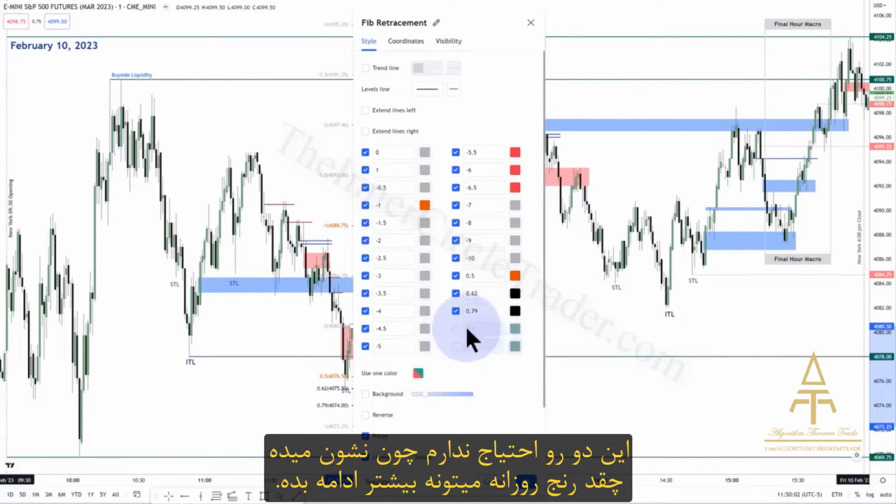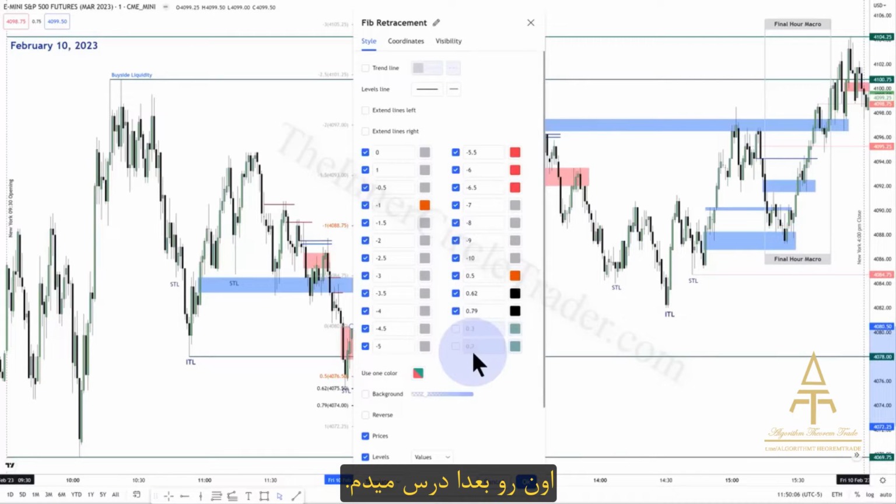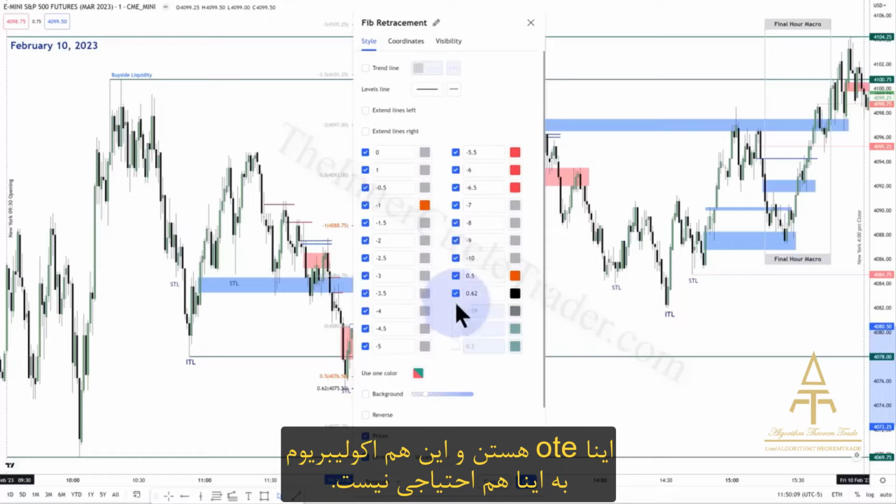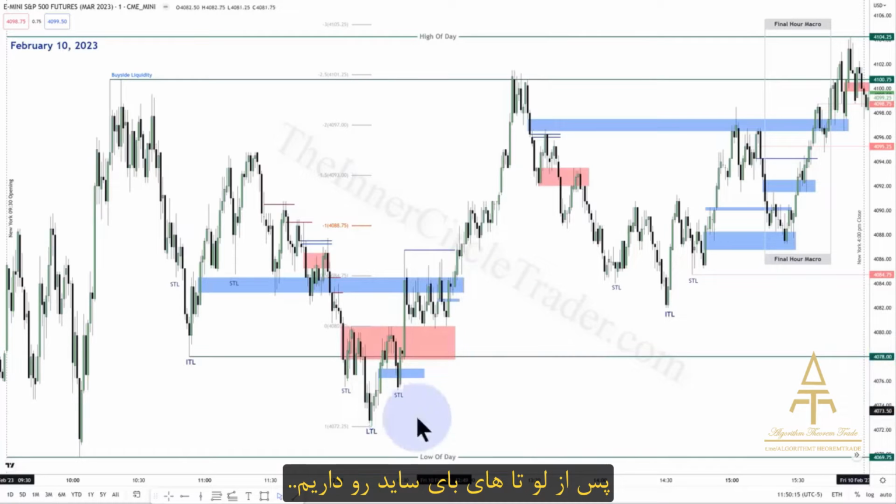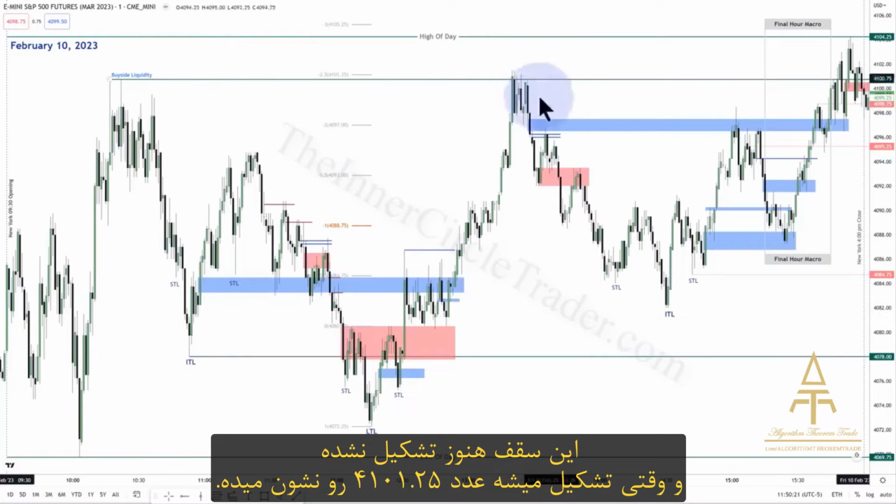This is to determine how far the daily range can come off its high or low and find a closing price. I'll teach that later this year. This is optimal trade entry levels. We don't need that, and I don't need equilibrium. So from the low up to the high, buy side is here. This high hadn't formed yet, so the first one past this high is 4101.25.